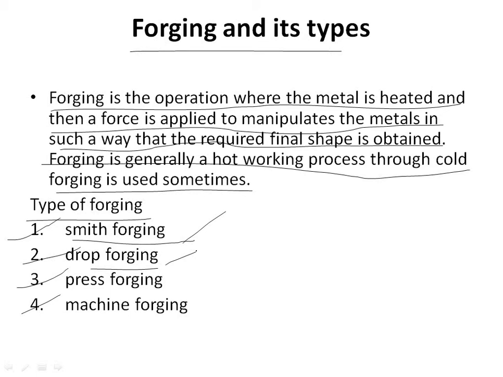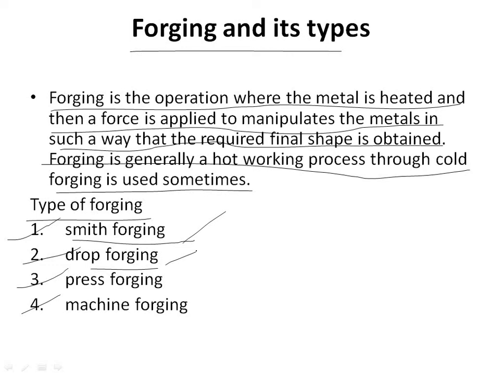So what is drop forging? Drop forging utilizes a closed impression die to obtain the desired shape of the component. The shaping is done by the repeated hammering given to the material in the die cavity. The equipment used for delivering the blows is called a drop hammer.